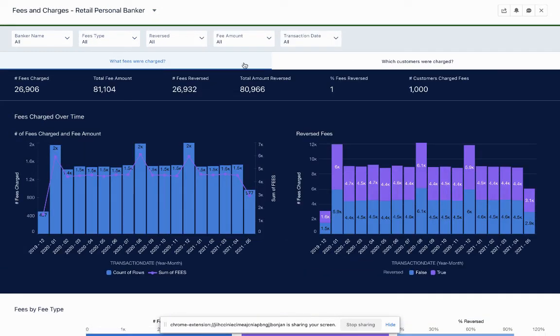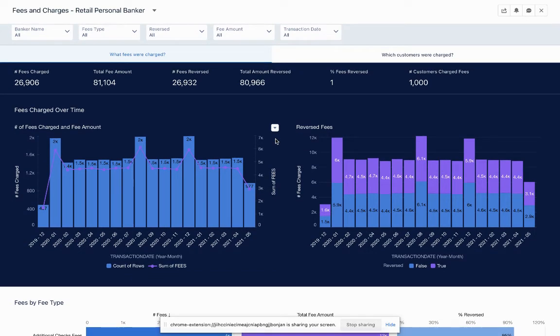And lastly, when we want to understand our customers, what fees were charged. So we take a look at the number of fees charged, the total fee amount, the total amount reversed, and percent of fees reversed. So this is going to give us two great metrics right on top.